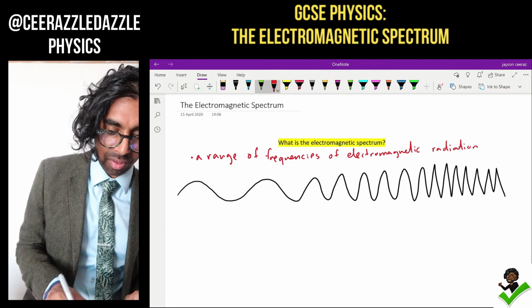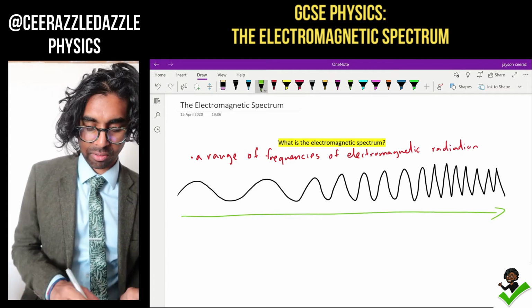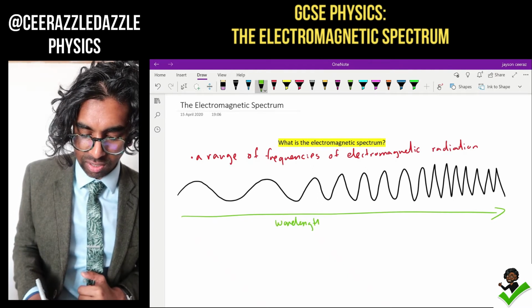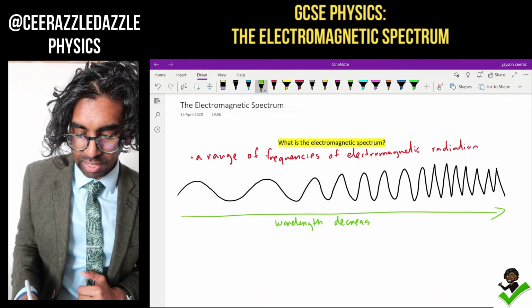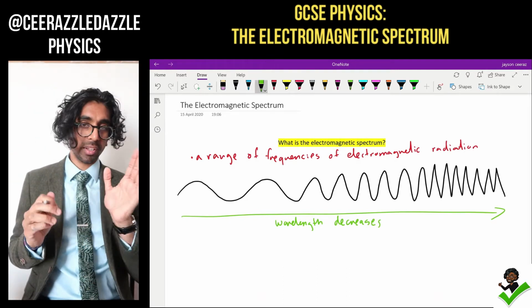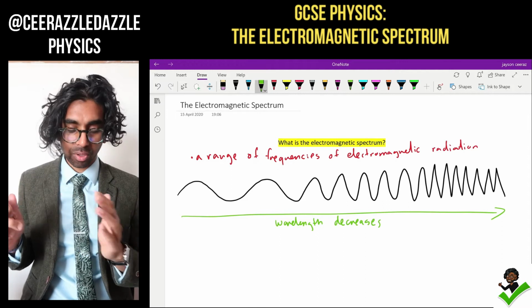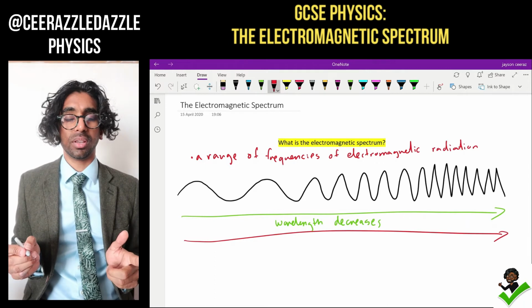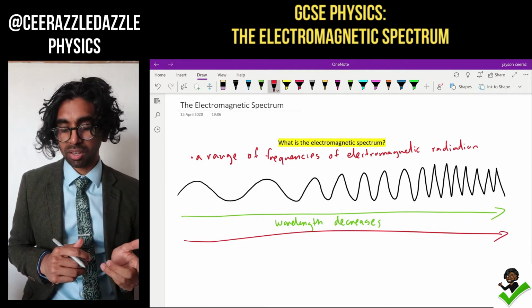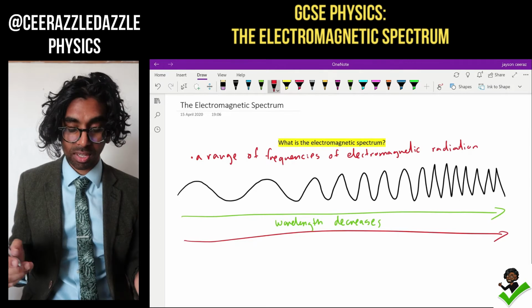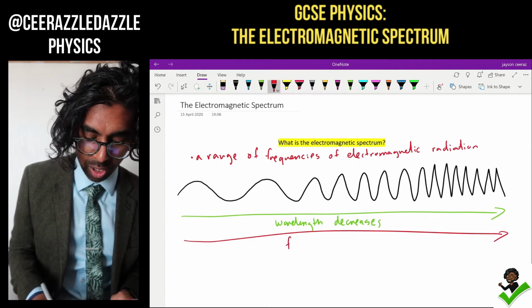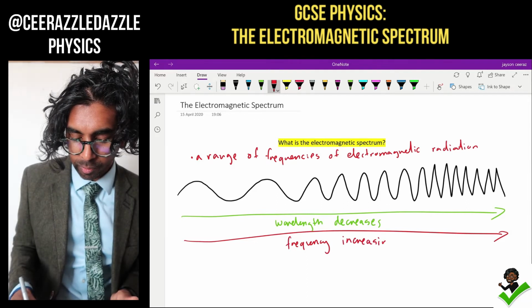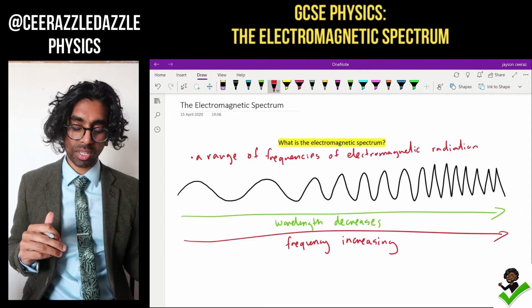On one side, it's got a very long wavelength. But as you go across, we can see that the wavelength decreases. Can we see the peaks getting closer and closer together? So long wavelength on one side, short wavelength on the other. And as you go across, what's happening to the frequency? Frequency is the number of waves per second. As you go across, the frequency is increasing.